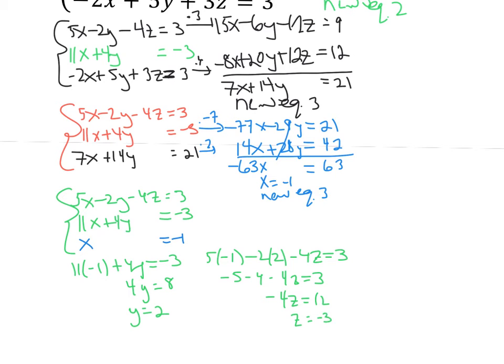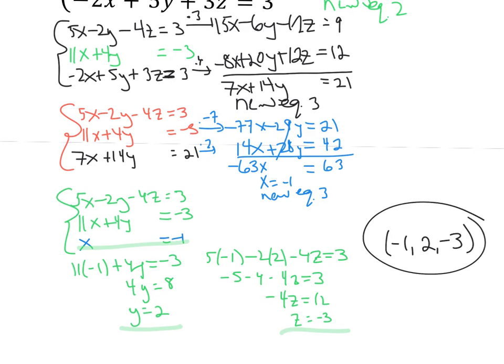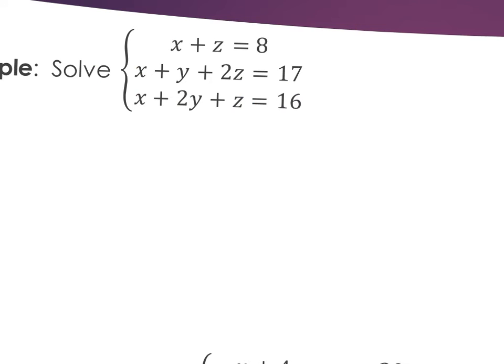So now that we found our x, we found our y, and we found our z, all that's left for us to do is to write our solution as an ordered triple. Our final answer, negative 1, 2, and negative 3. Let's look at another example.